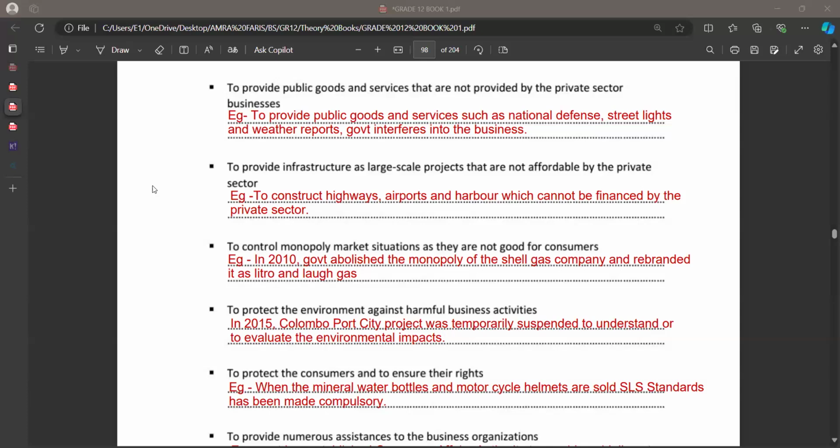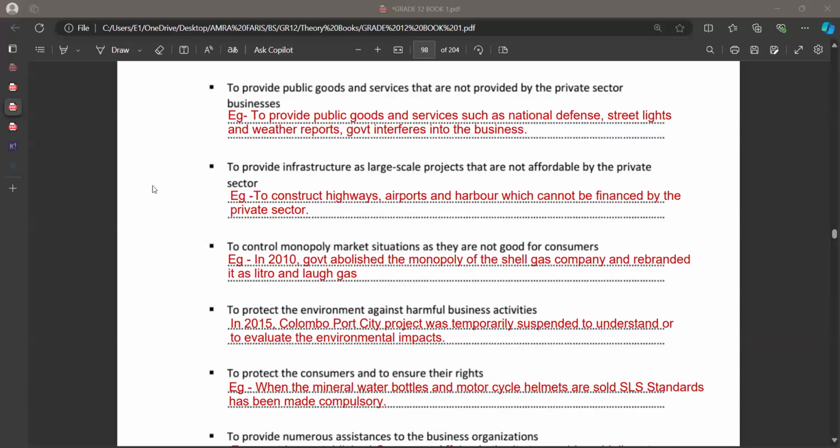So since then, Litro and Laughs are the primary suppliers of LPG in Sri Lanka, right? One of them provides gas for domestic use and the other provides gas for industrial use. Not by the same company. They are the two leading primary suppliers of LPG in Sri Lanka. One for domestic use and the other for industrial use.